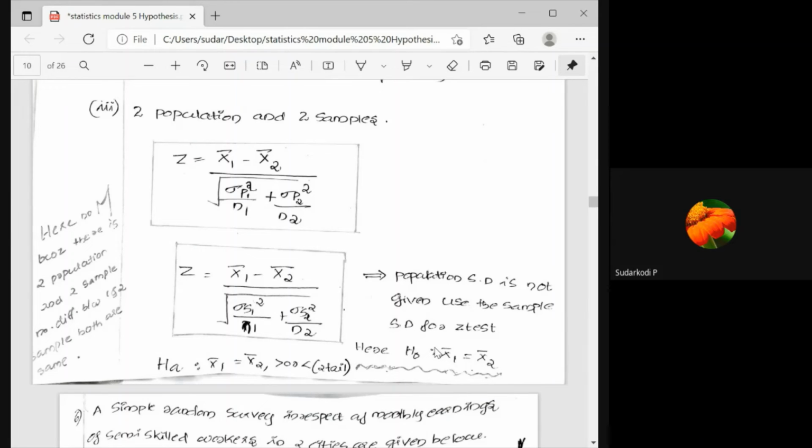Suppose in your question, standard deviation of population is not given, whereas standard deviation of sample is given, then you can even use standard deviation of samples. So I have written an alternate formula here. If population standard deviation is not given, we can use standard deviation of samples. Both will give the same results. So again, same z-test, same concept, but when there are two populations and two samples.